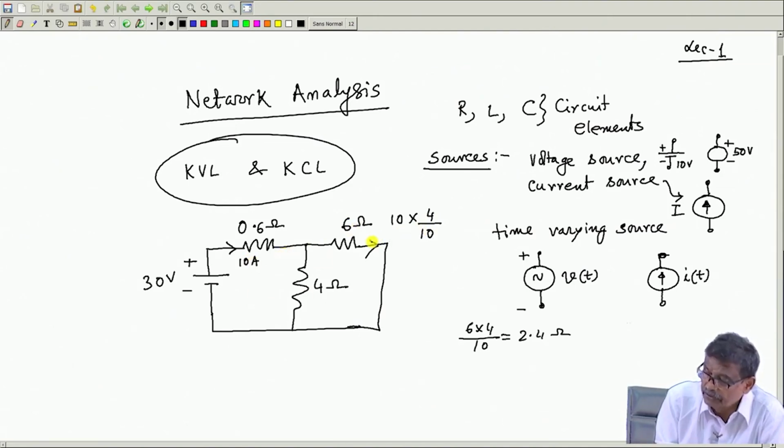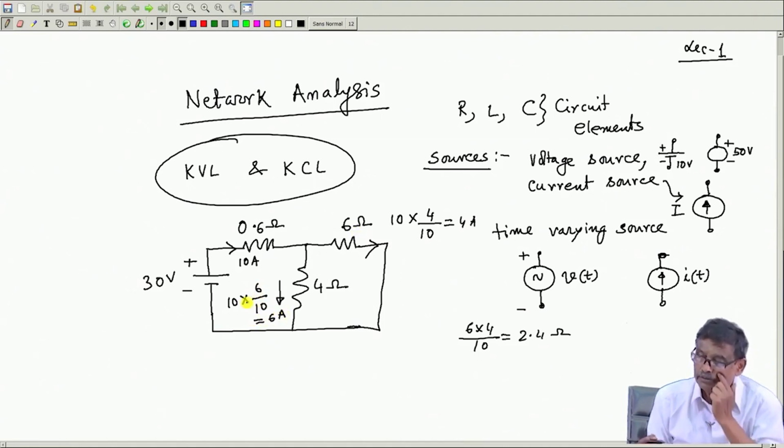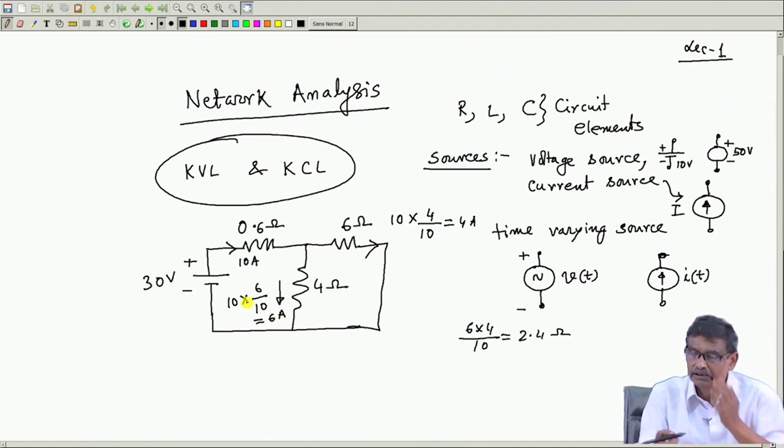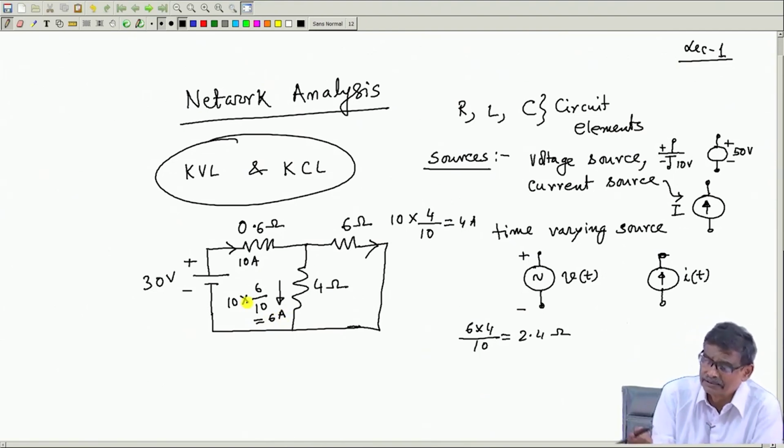If you want to find out this current, then it is the total current into the other resistance divided by the sum of these two. So, this will become equal to 4 ampere. Similarly, this current will be the total current into the other resistance 6, divided by 10, that is 6 ampere. This is how I solve the circuit from the knowledge of series and parallel resistances.